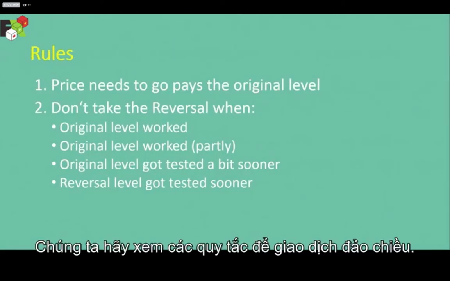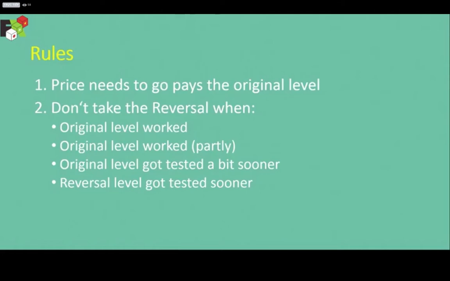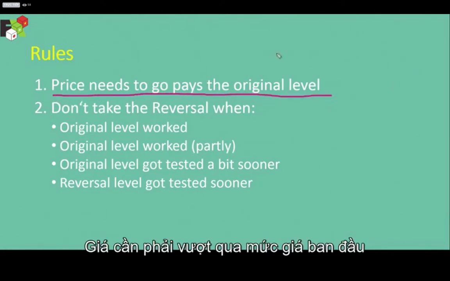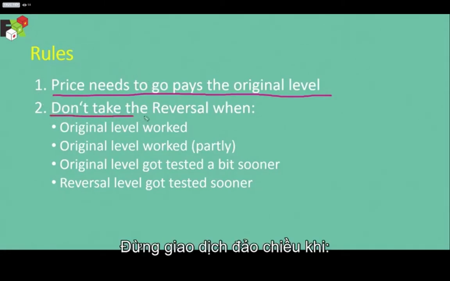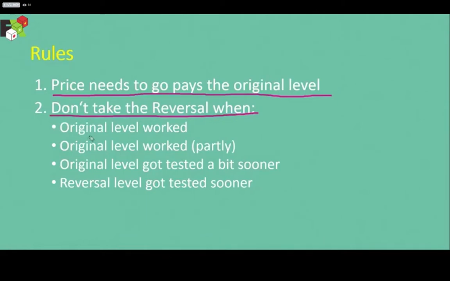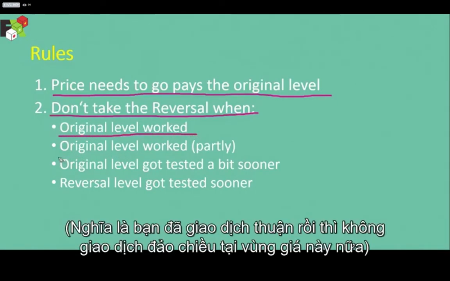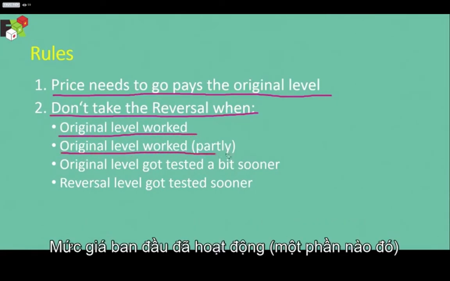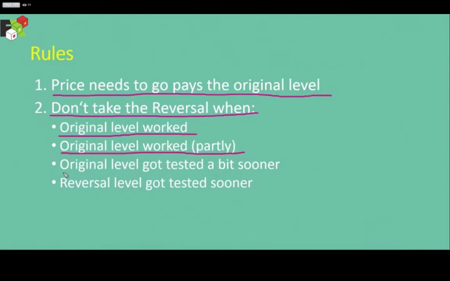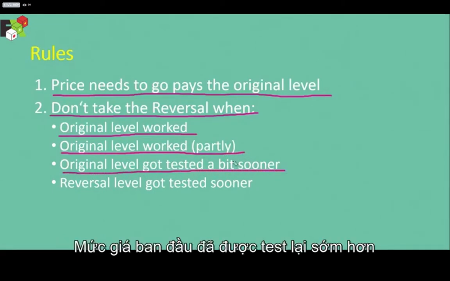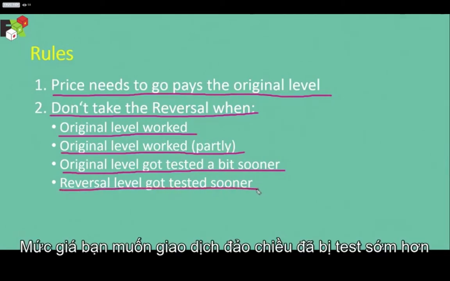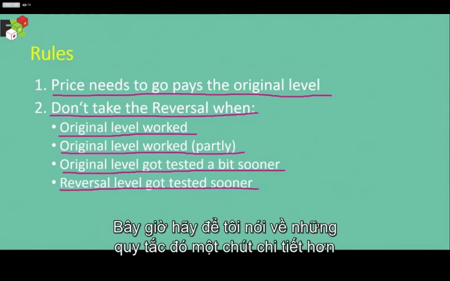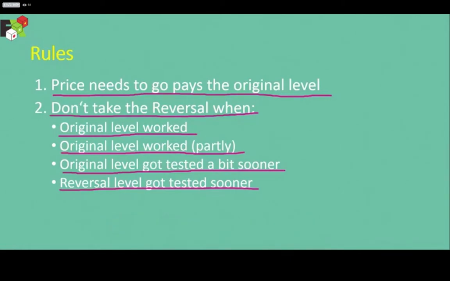Let's now have a look at the rules to trade the reversal trades. Rule number 1, price needs to go past the original level. And then there is rule number 2, don't take the reversals when original level worked partly, original level got tested a bit sooner, and reversal level got tested sooner. Now let me talk about those rules a little bit more in detail.